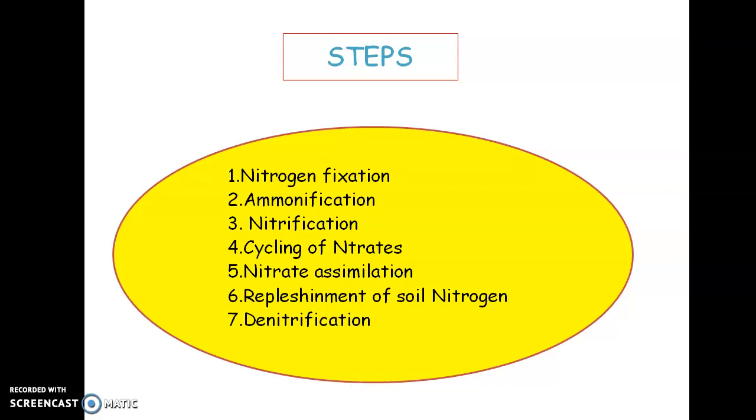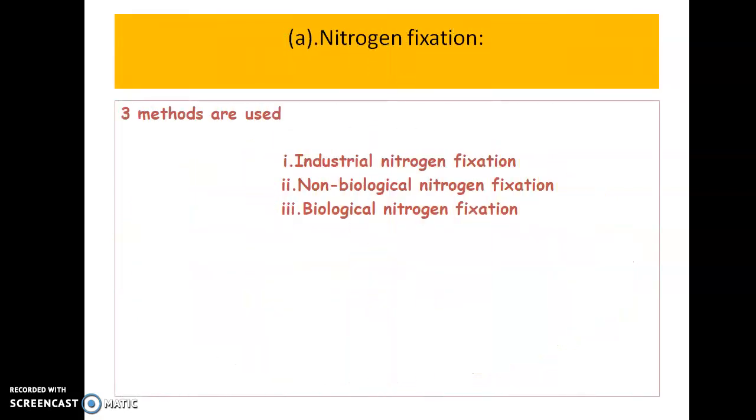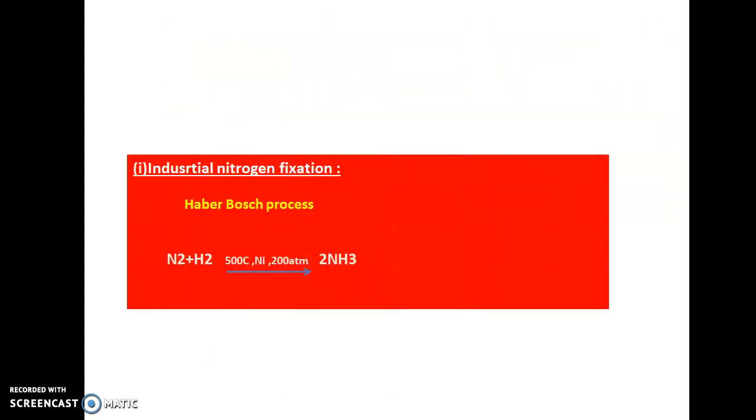So let's move to the detail of each one. First one is nitrogen fixation. I told you that it is fixing the molecular nitrogen into nitrogenous compounds, and generally there are 3 different types of fixation available for fixing atmospheric nitrogen. They are industrial nitrogen fixation, non-biological nitrogen fixation, and biological nitrogen fixation. So let's move to the detail of each one.